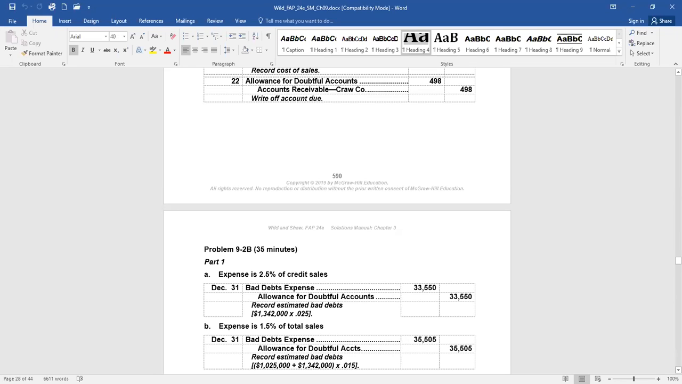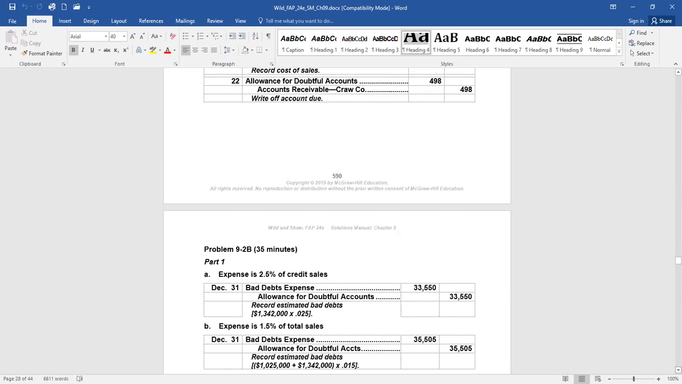Now in C, an aging of accounts receivable analysis estimates that 6% of year-end accounts receivables are uncollectible. So now we're switching gears. We're no longer using sales to estimate. We're using accounts receivables. So accounts receivables, $575,000 times 6%. We get $34,500.